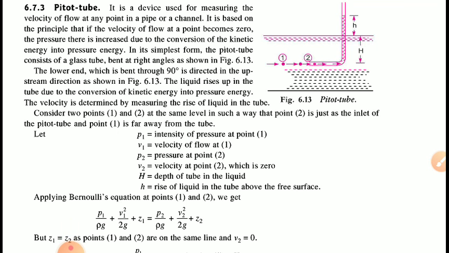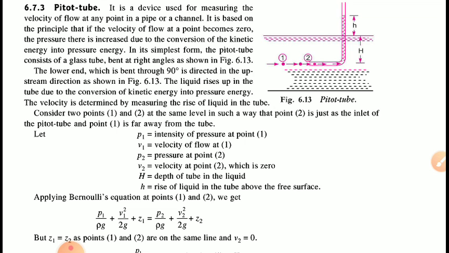Pitot Tube is basically used for measuring the flow of fluid at any point in a pipe or a channel. It is based on a principle that if the velocity of flow at a point becomes zero, then the pressure there is increased due to the conversion of the kinetic energy into pressure energy. So whatever the velocity will be at that particular point, it is converted into pressure energy, which can be measured by the manometer, and it is reflected into this manometer. By using this we can measure the velocity.